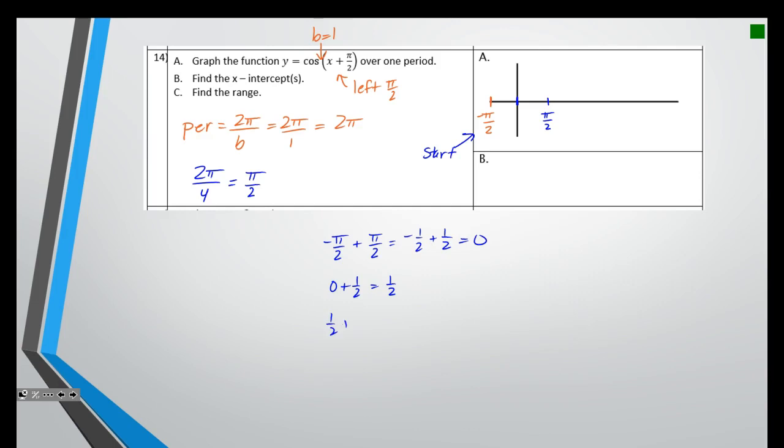Now if I take 1/2 and add 1/2, that gives me 1. So my fourth tick mark is at 1 pi. And then finally, 1 plus 1/2 is 3/2. So my final and fifth tick mark will be at 3 pi over 2.